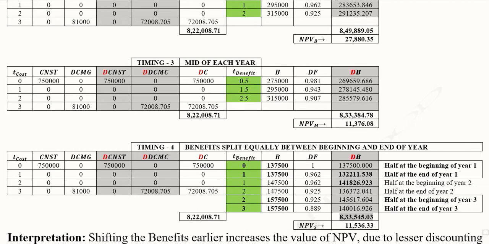When the benefits are split equally between the beginning and the end of each year, this will be the NPV. Half of it, and all these rows are explaining what we said and observed in these columns, and you can pause the video and read this.